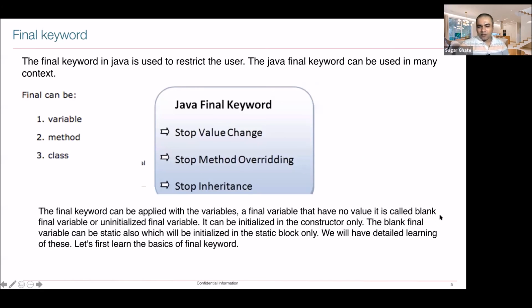There is something called a blank final variable or uninitialized final variable, if you don't have any value in that variable. It can be initialized in the constructor only, in case you want to initialize it. The blank final variable can be static also, that will be at class level, which will be initialized in the static block only. And then again, we will be seeing more implications of final.